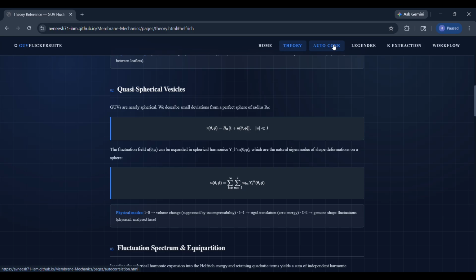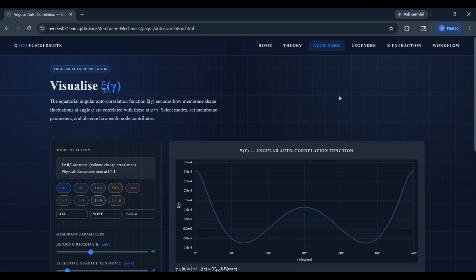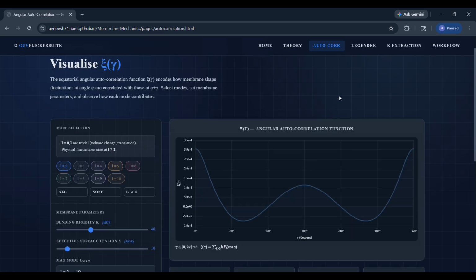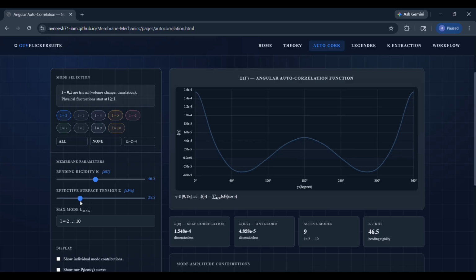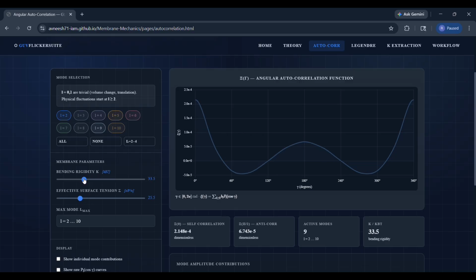Now let's go to the interface of autocorrelation. Here we can interactively control mode selection, kappa and sigma. When we lower kappa, the membrane becomes softer and fluctuations increase.